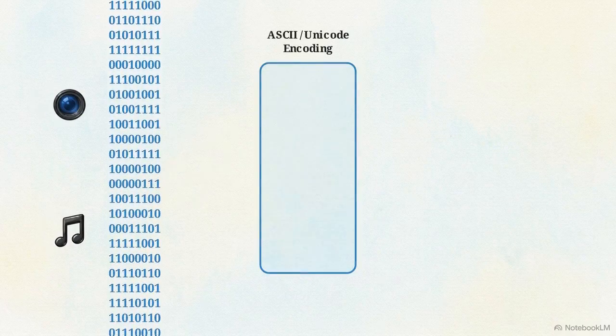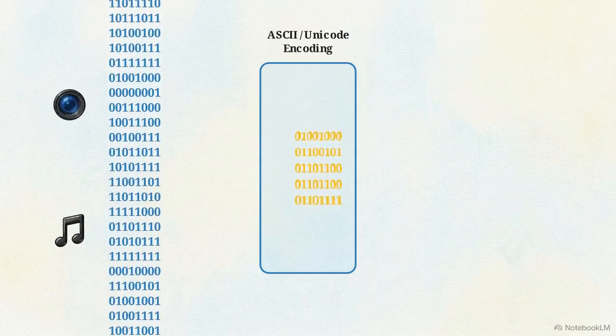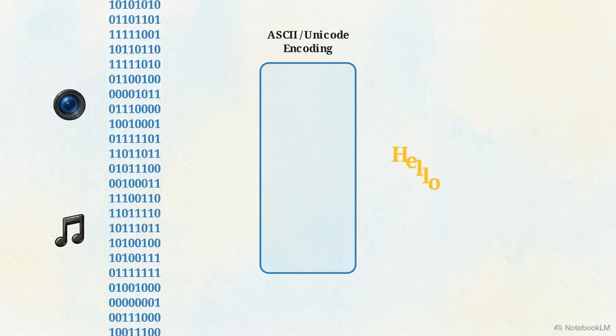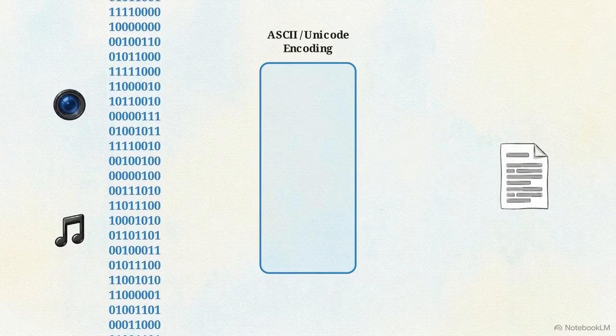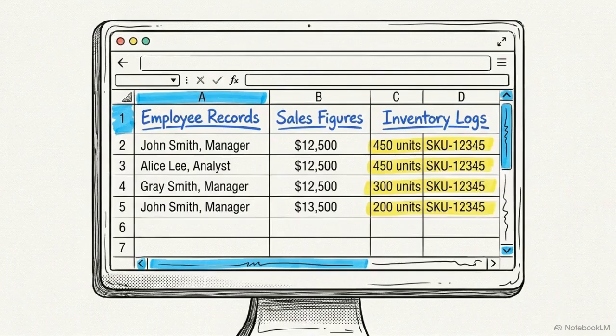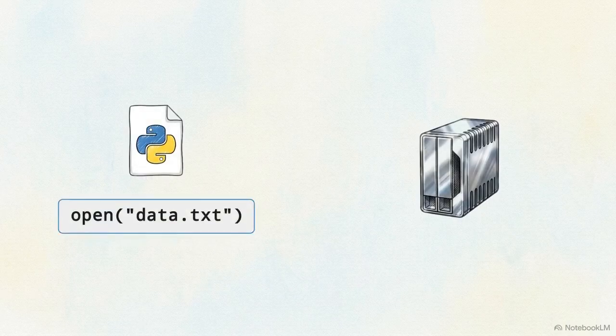While computers store everything from images to audio as binary data, we are focusing on text files. These use encoding schemes like ASCII or Unicode to store characters that are directly readable by humans. This skill allows your programs to store and reuse data like employee records, sales figures, or inventory logs across multiple sessions. To begin, we use the open function.